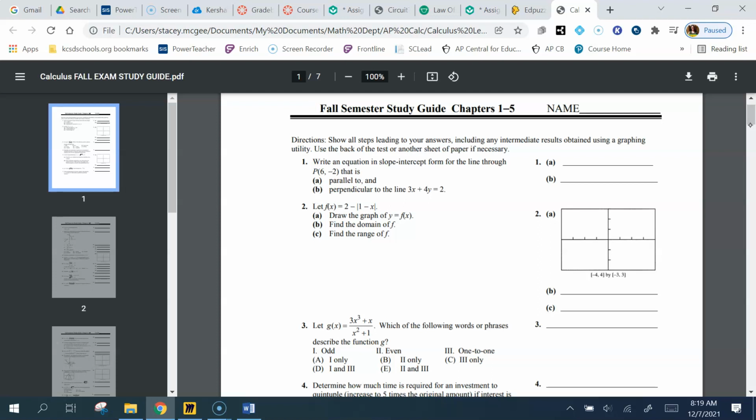Is it just a negative? The range. But it could be a value above 2 for range. That's up and down. Range is bottoms up. 2 is the maximum y-value. I'm looking at how far I can go left to right.